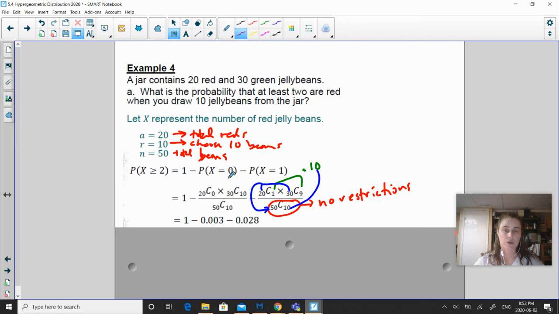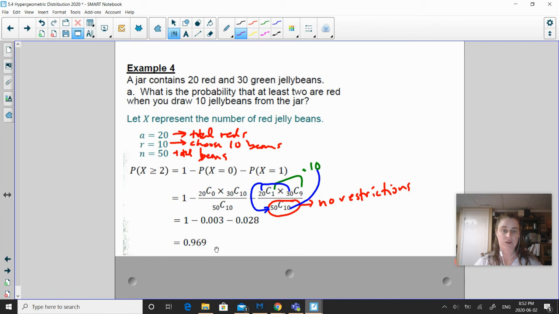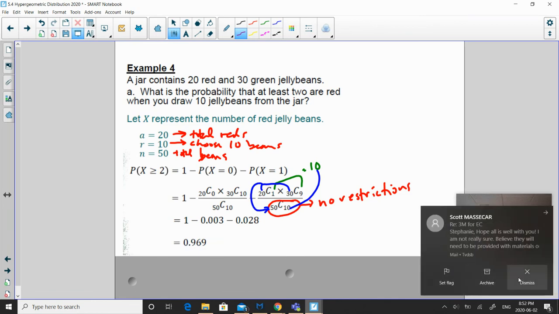So your no red jelly bean case probability should be 0.003, and your 1 red jelly bean should be 0.028. Take those both away from 1, and you should get 0.969.